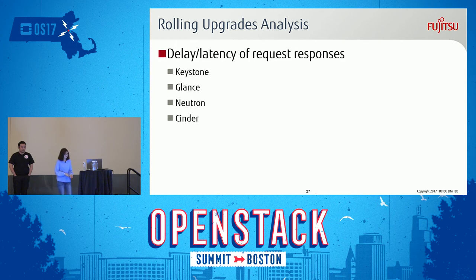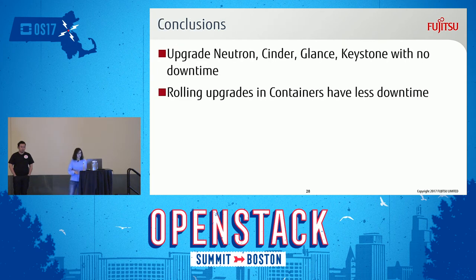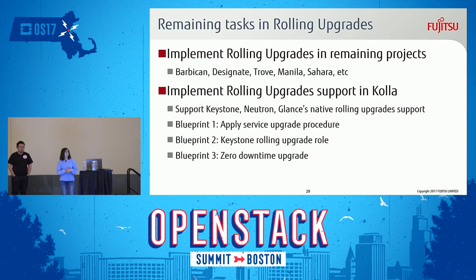some delay of response. So some conclusions here are that for these four projects, now we can upgrade them with almost zero downtime, which is good news. And for Nova's case, if you are deploying them in containers, you can expect less service downtime compared to VMs.